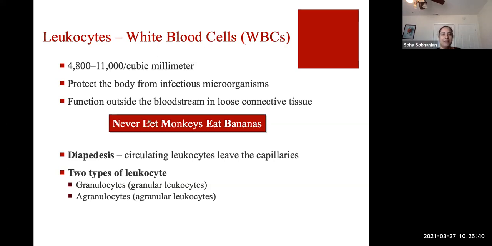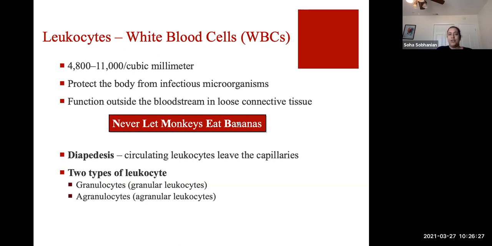So this is the sentence we have: never let monkey eat bananas. Neutrophils, lymphocytes, monocytes, eosinophils, and basophils. I don't need you to tell me what the percentage is. As long as you know this order, I am fine. Don't care about the percentage going from 45 to 72%. As long as you know that neutrophils are the most common, followed by lymphocytes, monocytes, eosinophils, and basophils, that's all you need to know. Don't waste your effort and time memorizing those percentages. I will never ask you that specific or detailed a question.